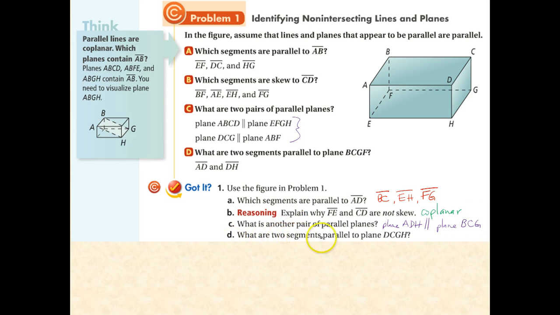And D, what are two segments parallel to plane DCGH? Alright, so plane DCGH is this right side plane. So two segments that are parallel to that plane, we could say that segment AB is parallel to that plane, and segment FE. Cool.